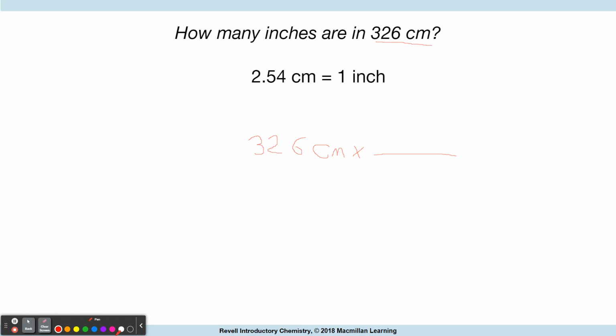And remember, the whole concept is to get rid of a unit. So the unit you're given, we'll turn that to blue, is what you want to get rid of. The unit you want, we'll turn that purple, pink, it goes on top. You do the units first, and then you plug in your conversion. For every 1 inch, it's 2.54 centimeters.